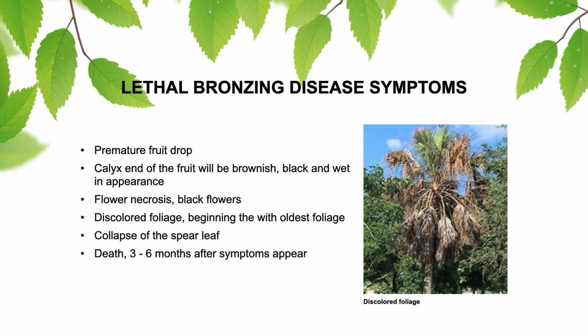Lethal bronzing disease symptoms. The symptoms of lethal bronzing disease include premature fruit drop. The calyx end of the fallen fruit will be brownish to black in color and wet in appearance. Flower necrosis. Blackened flowers. Discolored foliage beginning with the oldest foliage that is closest to the ground. Collapse of the spear leaf, indicating death of the heart of palm. Death to the infected tree can happen within 3 to 6 months after symptoms appear.